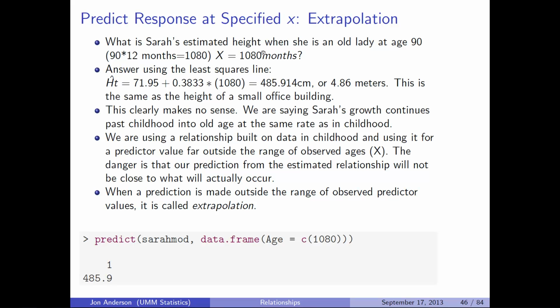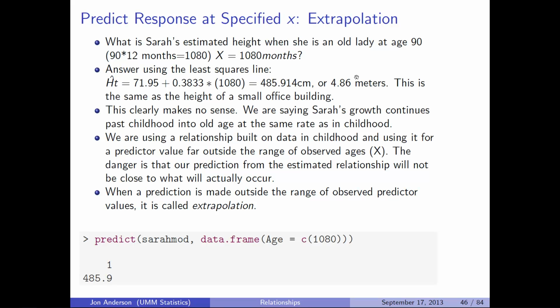What do we estimate Sarah's height to be when she's a really old lady at 90 years of age? 90 years times 12 months in a year is about 1,080 months. If we use the line to project her age 90 height, we would plug in 1,080 months in for x, multiply by the slope, add an intercept to it, and we get about 486 centimeters. That's about 5 meters of height.